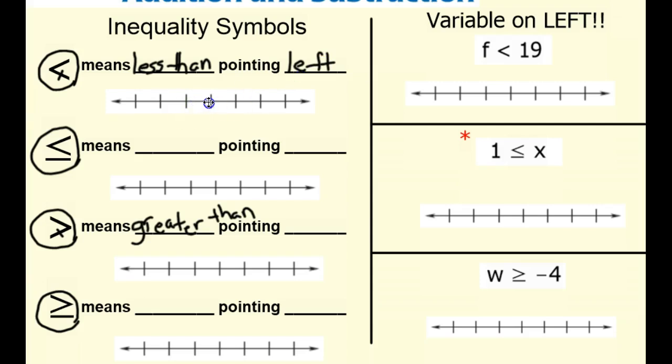So a way that we could graph that on a number line is to draw a circle, then draw an arrow to the left. This line is pointing left. Here we have a less than sign, but we also have this line underneath it. What this line underneath it means is equal to. So we have less than or equal to.